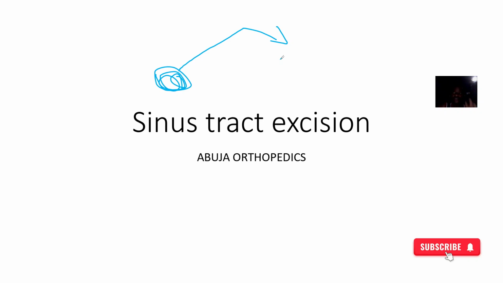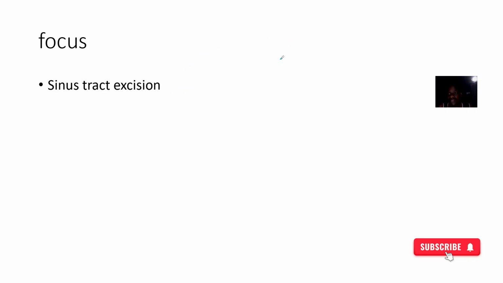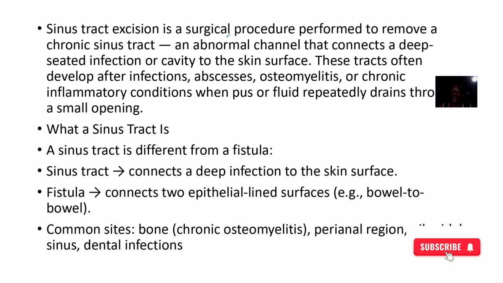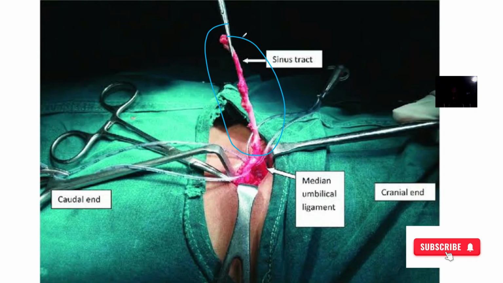So one of the ways of trying to repair all those inflammatory conditions in the body is you have to cut out that sinus tract. So they call it the sinus tract excision surgery. Can you see this? This is a sinus tract. So they cut it out. When you cut it out, you drain the pus that is left. Then you wash, and that condition might basically be solved. So it's just a surgical procedure. It's performed to remove a chronic sinus tract.